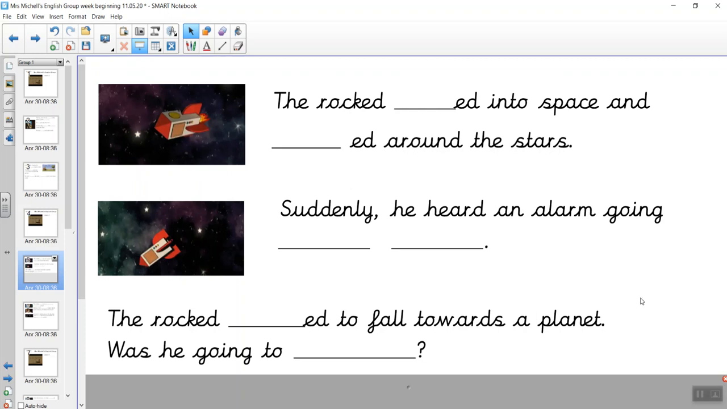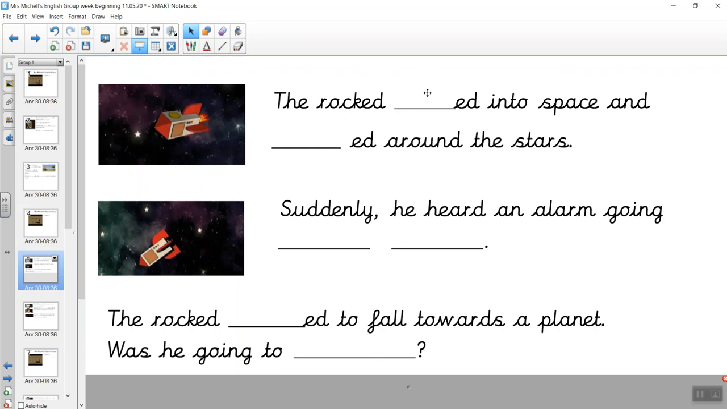Now, before we look at any of our sentences, can we check? Did you start your sentences with a capital letter? And did you finish them with a full stop or a question mark? Check yours before we read. Let's read them together. You add in the words that you chose.